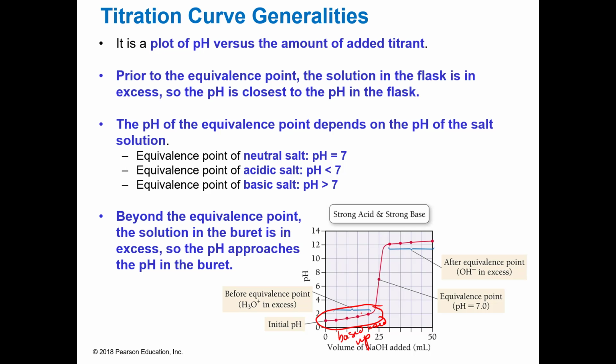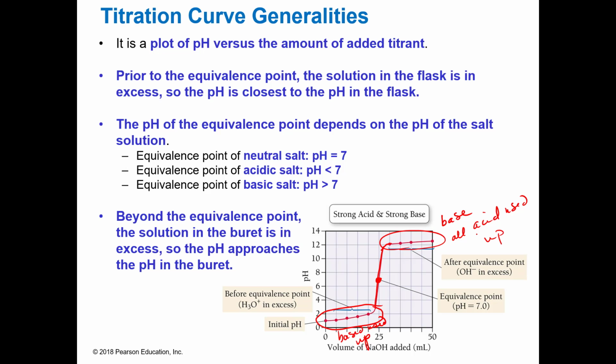Then there is an almost straight line transition, and in this area right here, the equivalence point is halfway up that straight line. And then when you get past that, everything in there is a base because all the acid's used up.